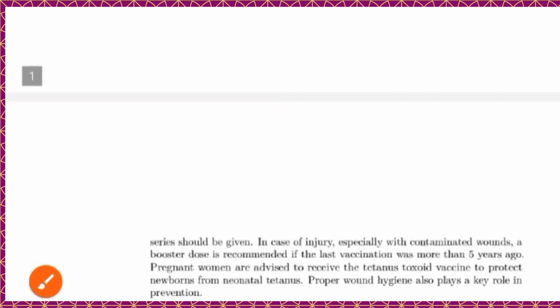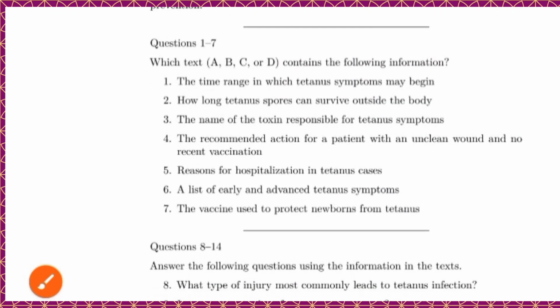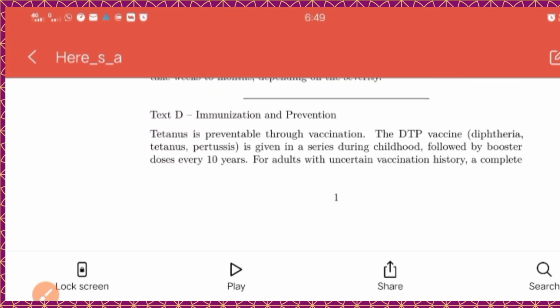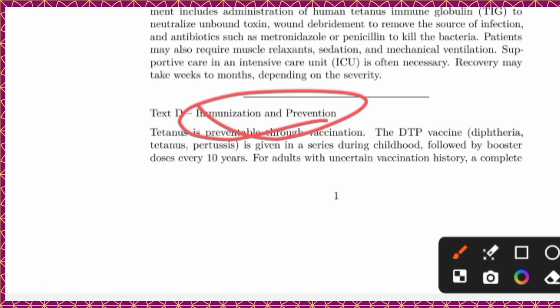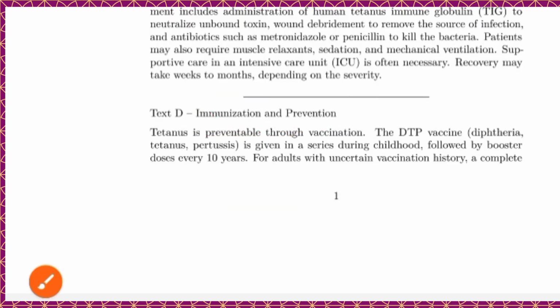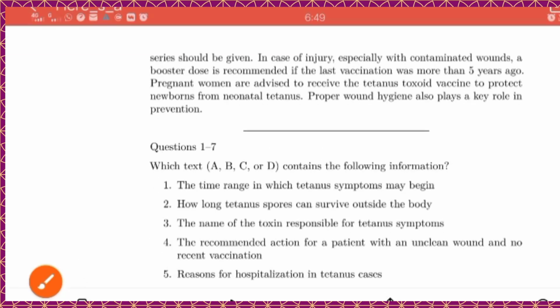Next is the seventh question: the vaccine used to protect newborns from tetanus. Again, part D is for the vaccination or immunization, okay. So the answer for 7 is D. So this completes the first part.